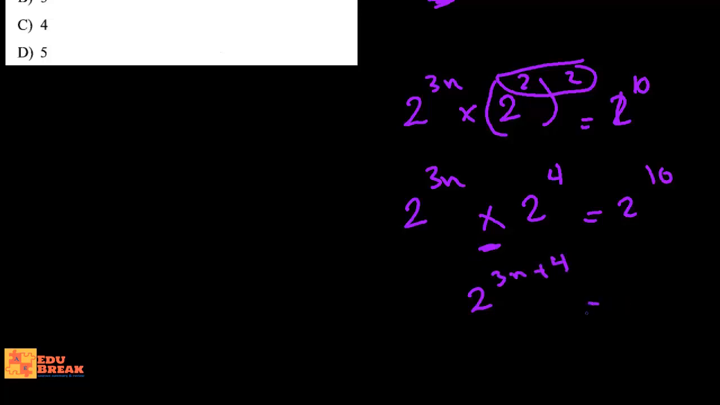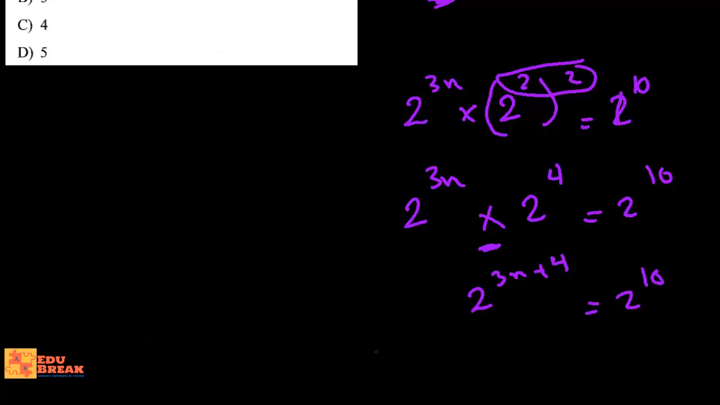If 8 power n times 4 power 2 equals 2 power 10, what is the value of n? We know that 2 power 2 equals 4, 2 power 3 equals 8. So we can write 8 in this form. So it will be (2 power 3) power n times (2 power 2) squared equals 2 power 10. Multiply. So we have 2 power 3n times 2 power 4 equals 2 power 10. The same bases, so we add the powers because we have a multiplication sign. So it will be 2 power 3n plus 4 equals 2 power 10.